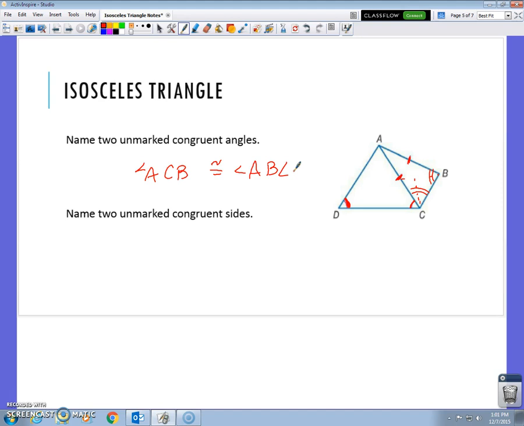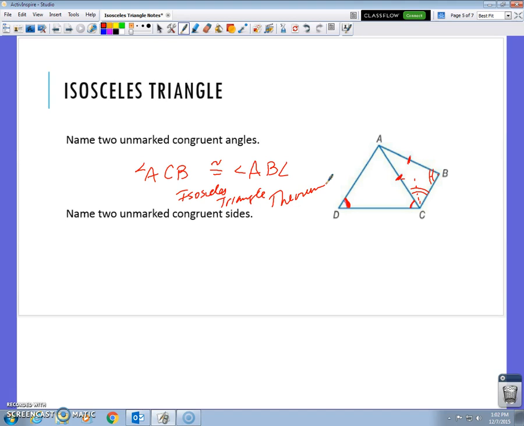All right, now the converse is going to help me to find two unmarked congruent sides. I'm going to write this down because I want to make sure that we know the difference between the theorem and its converse. That's the isosceles triangle theorem. It's telling me which angles are congruent.